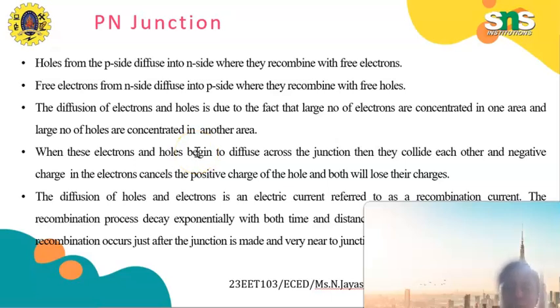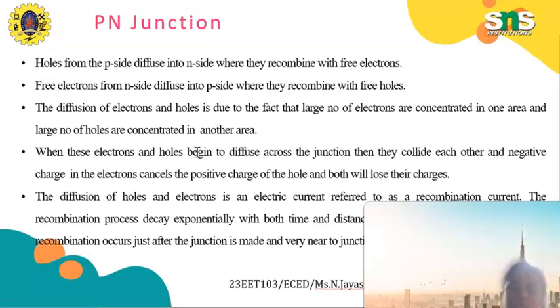Next, let us see what is meant by the PN junction. Holes from the P side diffuse into the N side, where they recombine with free electrons. Free electrons from the N side diffuse into the P side, where they recombine with free holes. The diffusion of electrons and holes is due to the fact that a large number of electrons are concentrated in one area and a large number of holes are concentrated in another area.